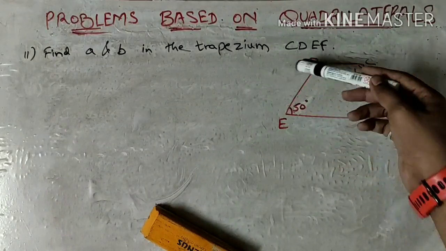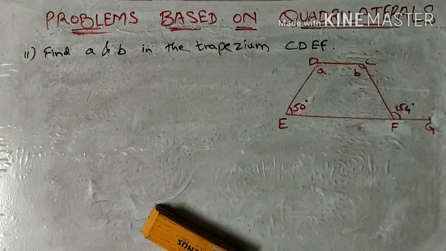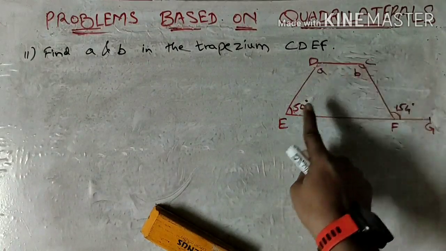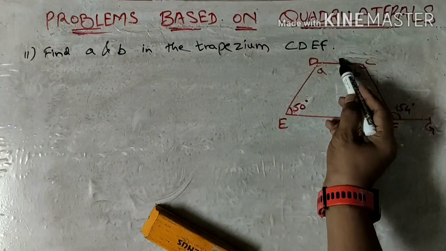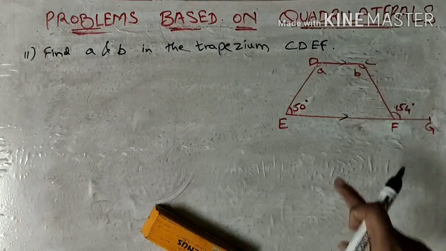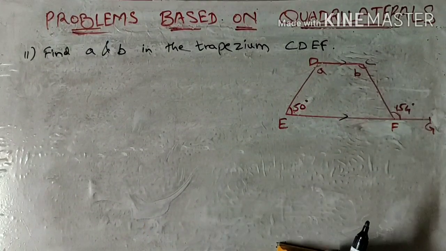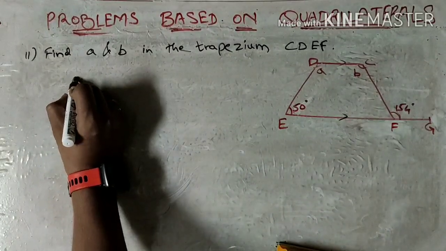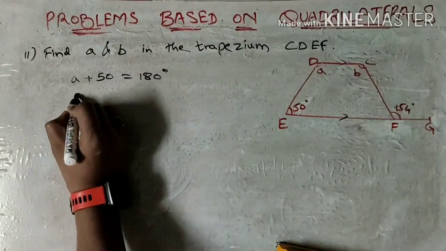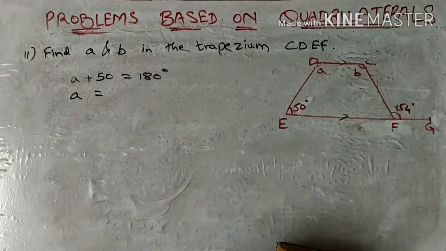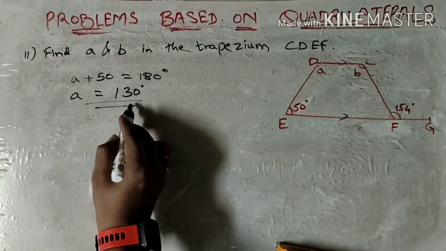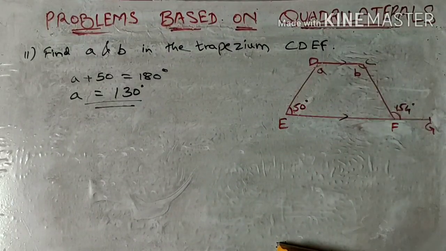Here it will be interior adjacent angles at the edges of a pair of parallel lines. So if DC is parallel to EF, A plus 50 degrees will be 180 degrees. So A plus 50 is equal to 180 degrees. Therefore A is equal to, subtracting 50 from both sides, 130 degrees. So A is 130.